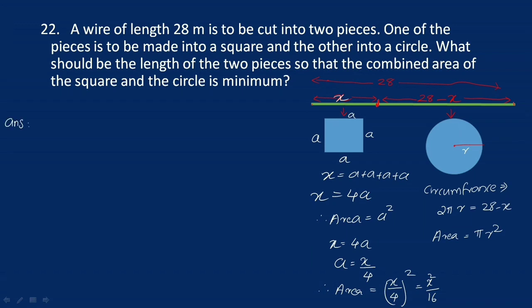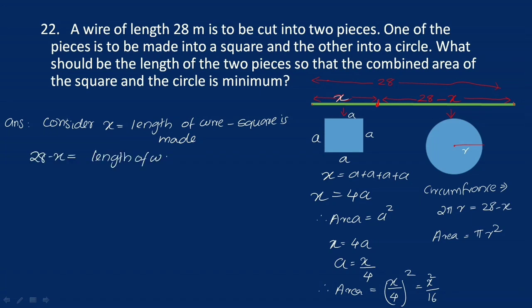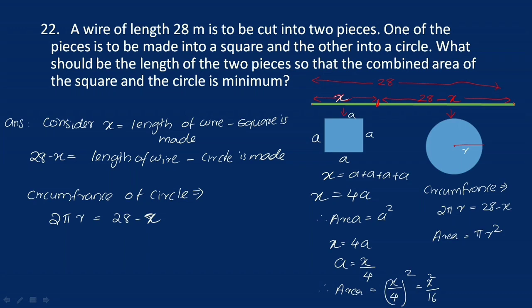So now we will write down what we have taken. Let x be the length of the wire that is made into the square, and 28 minus x is the length of the wire made into the form of a circle. In the case of a circle, the circumference is 2 pi r, which is equal to 28 minus x, the length of the wire made into the circle. So we can write r is equal to (28 minus x) by 2 pi.